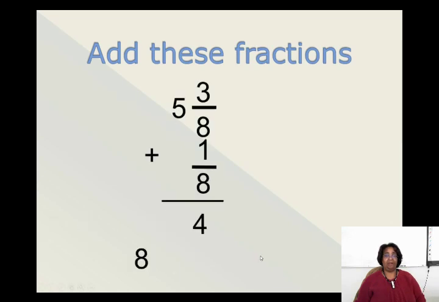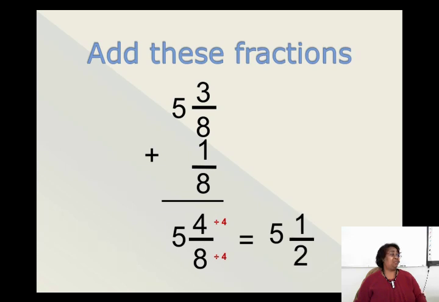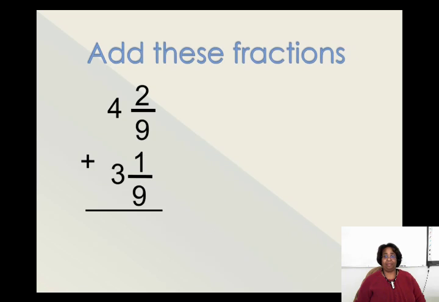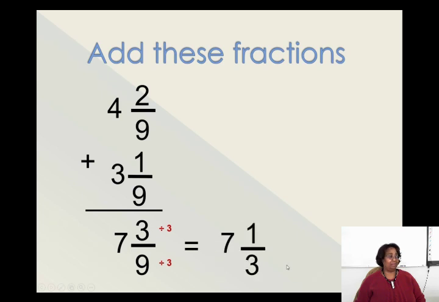Here I would get 4 over 8 and 5, and I need to reduce the 4 over 8 by 4, and that'll give me 1/2. So my final answer will be 5 1/2. On this one I would get 3 over 9, and I can reduce that 3 over 9. The whole number is 7. I reduce the 3 over 9 by 3, and I get 1/3. So my answer is 7 1/3.